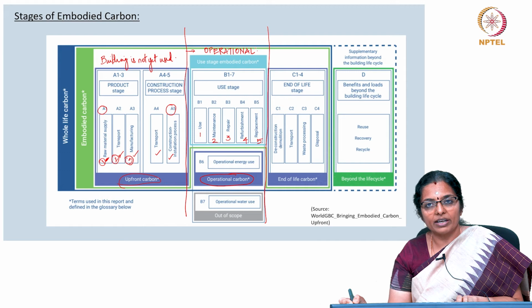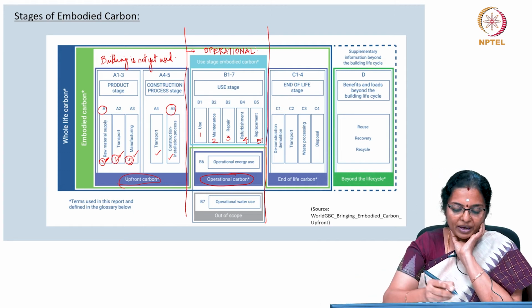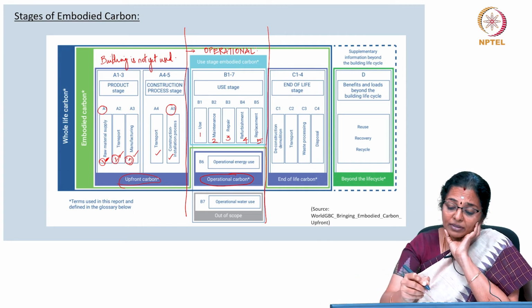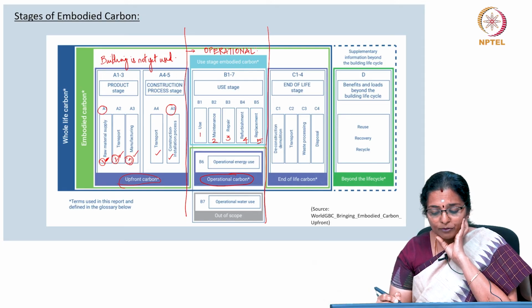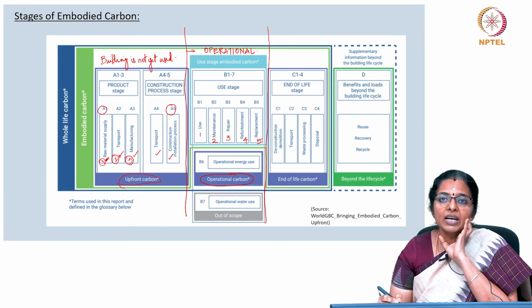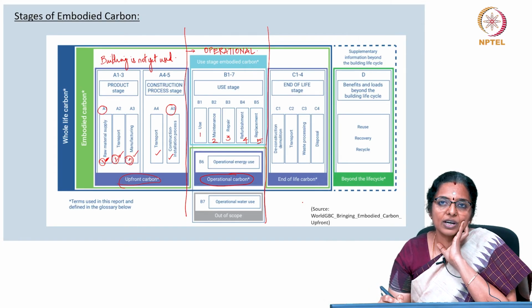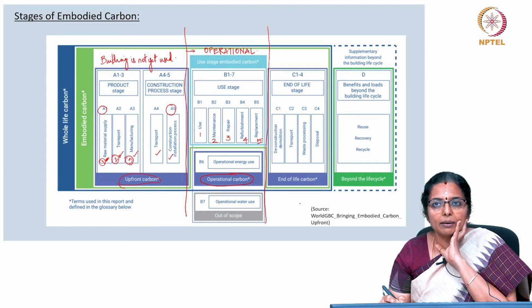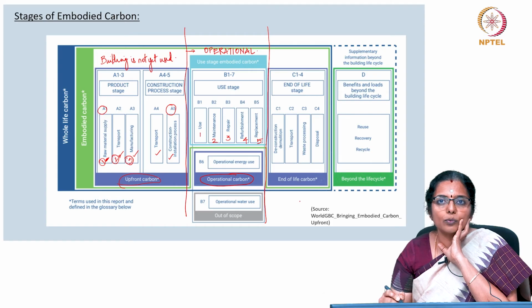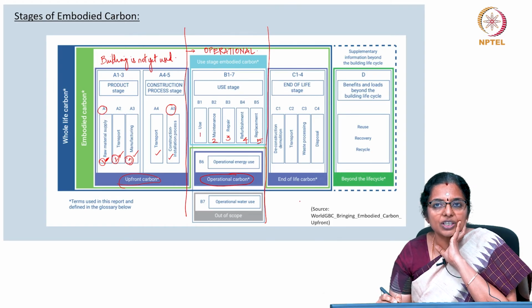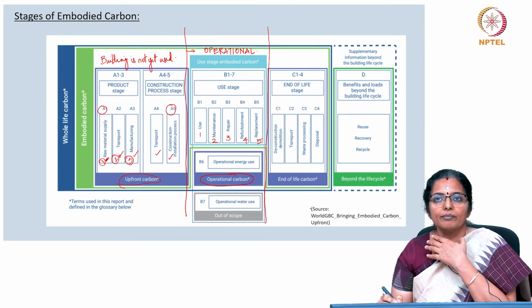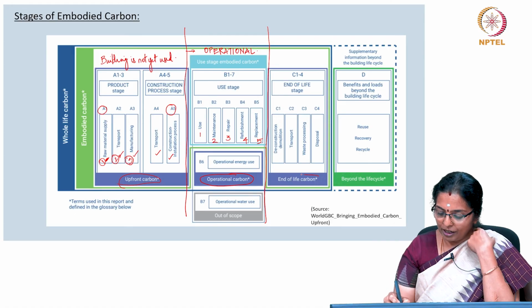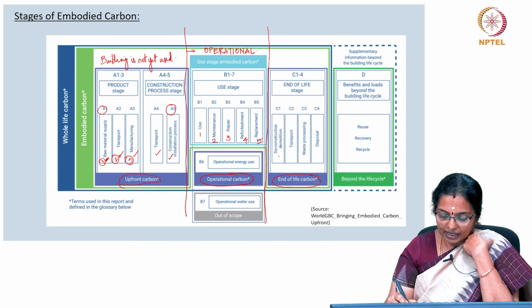A mixie will have an embodied energy from A1 to A5. It will have operational energy from B1 to B5. Then you have what is called end of life carbon: the carbon emissions associated with deconstruction, demolition. This is end of life carbon. So, deconstruction, demolition.